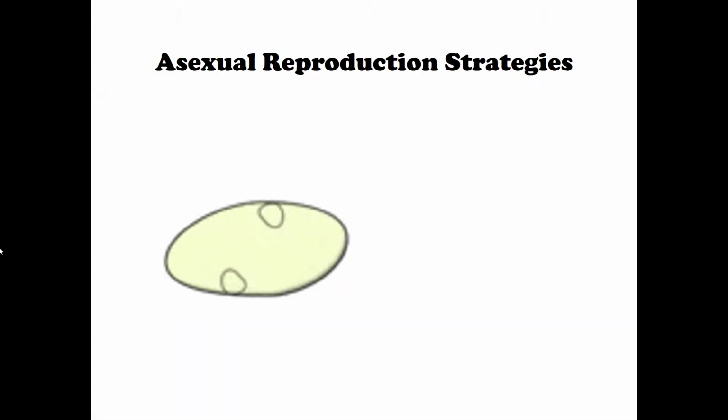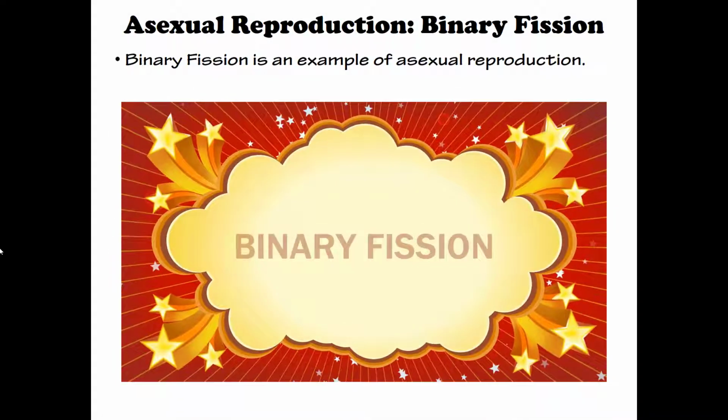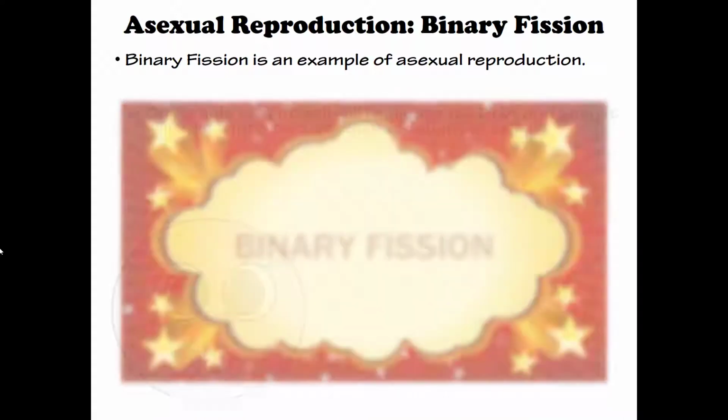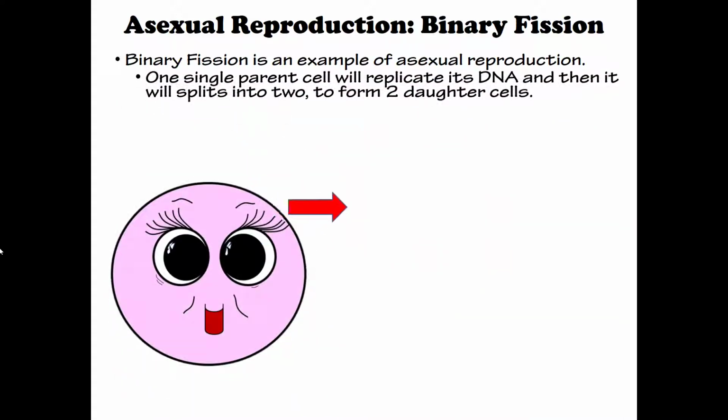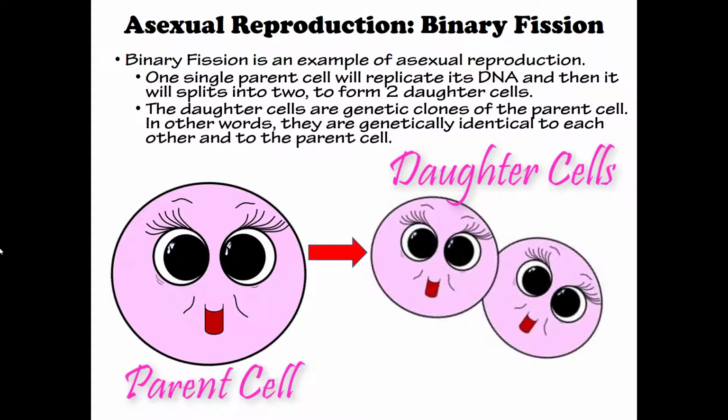Let's take a look at some of these asexual reproductive strategies. Binary fission is an example of asexual reproduction. One single parent cell will replicate its DNA, and then it will split into two to form two daughter cells. The daughter cells are genetic clones of the parent cell. In other words, they are genetically identical to each other and to the parent.